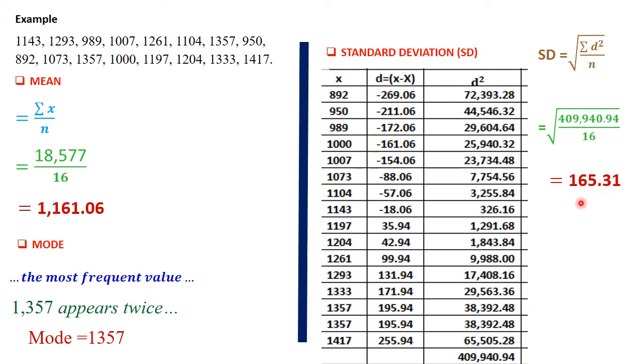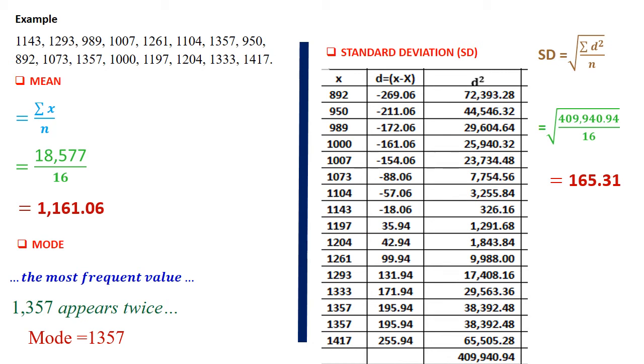It's a very big number. That means that the data we have varies a lot. You see, the smallest number is 892, and the biggest number we have is 1417, and there are only 16 values, so there is a big variation from the mean, which is 165.31.